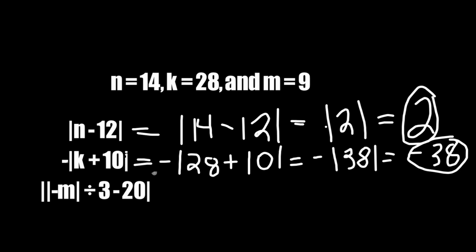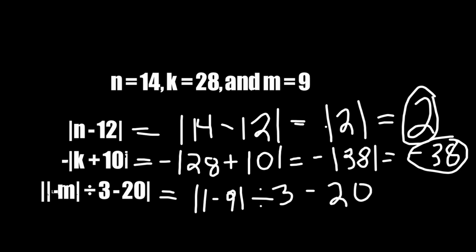So our answer is going to be negative 38. Let's move on to the third example. The absolute value of negative m divided by 3 minus 20. So m equals 9, so that will be negative 9. So the absolute value of negative 9 divided by 3 minus 20.